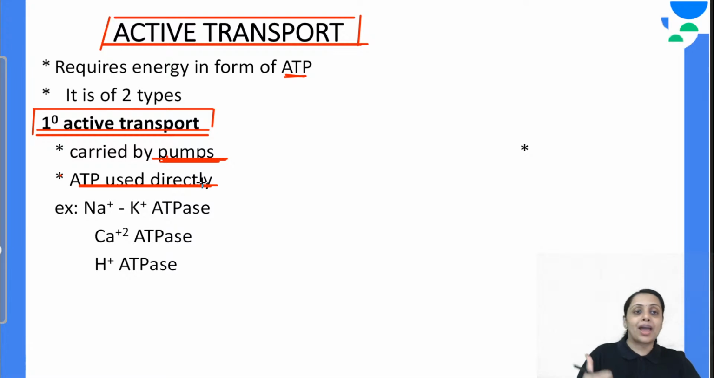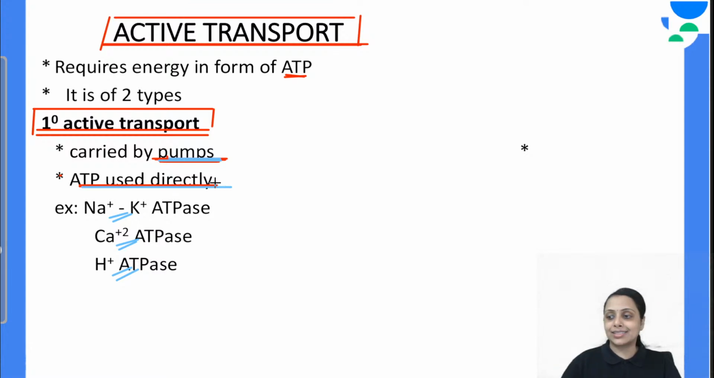So these two points are important. Primary active transport requires the pump and it uses the ATP directly. Classical examples are the sodium potassium ATPase pump, calcium pump and the proton pump. They are the classical examples of primary active transport. Primary active transport requires the pump and ATP is used directly. Is this clear with everybody? Do reply fast. Is this clear?